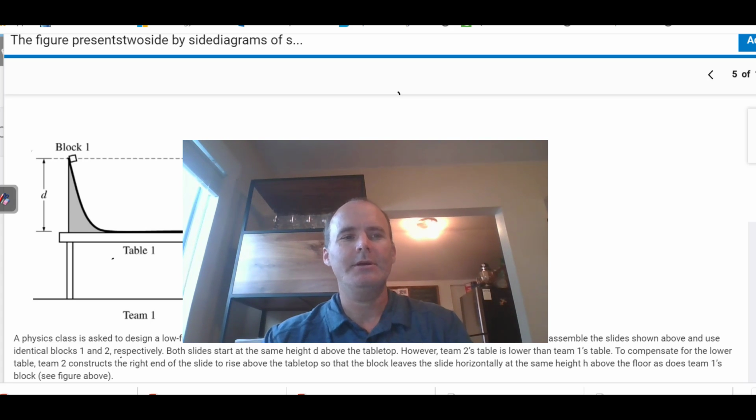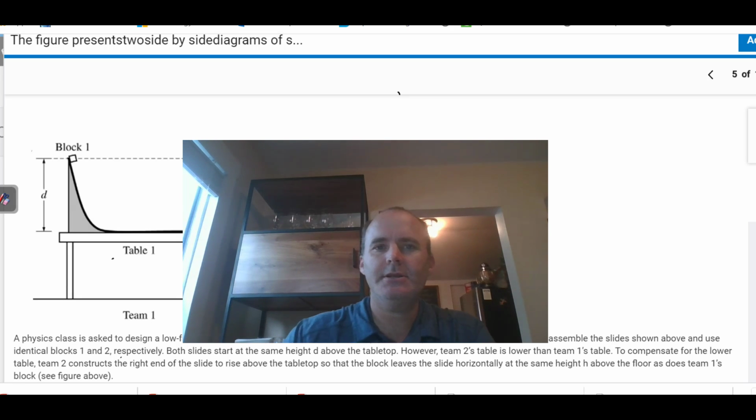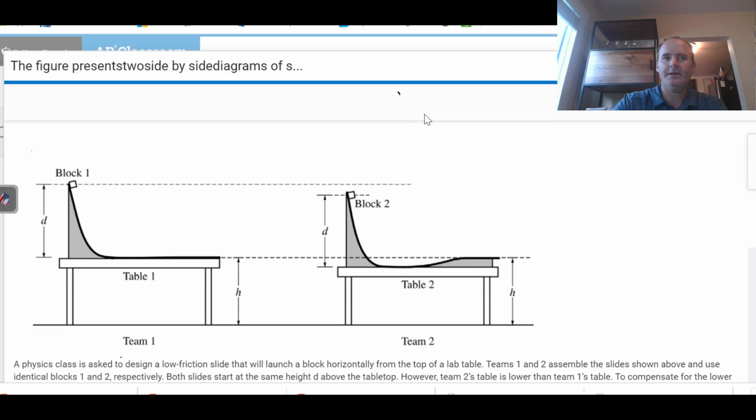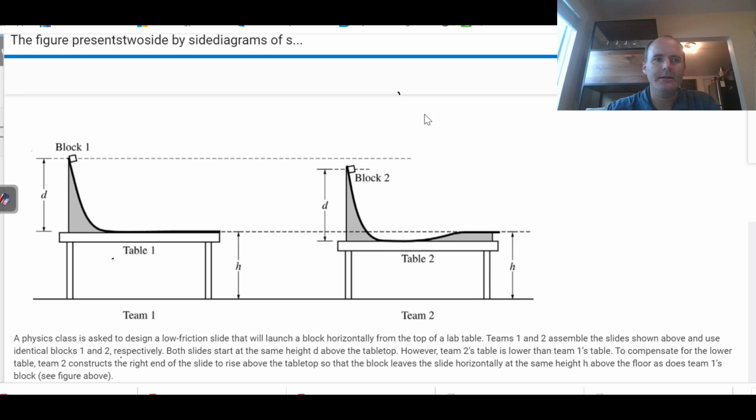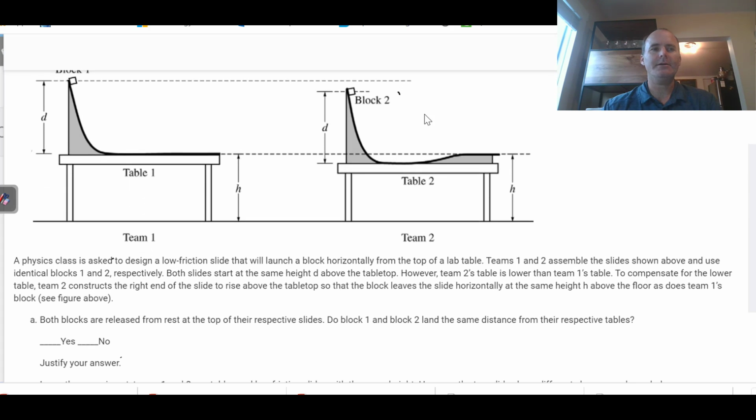Hey physics people, we're going to do a quick video on this question here. It is a paragraph length response FRQ, and here's how it goes.